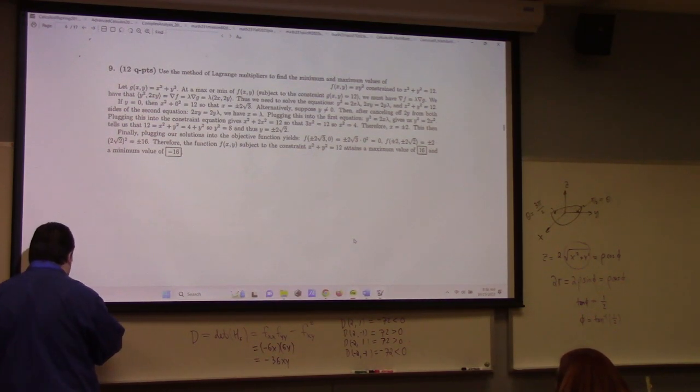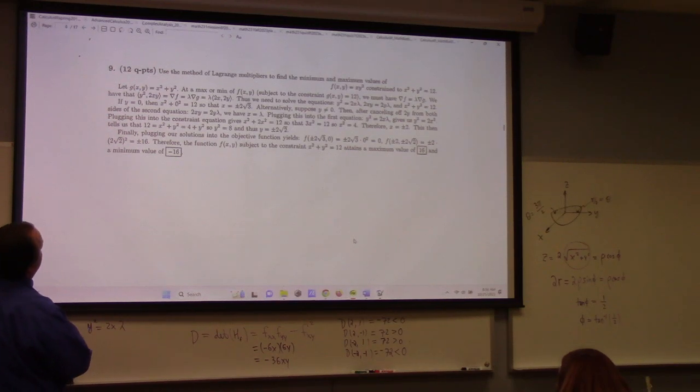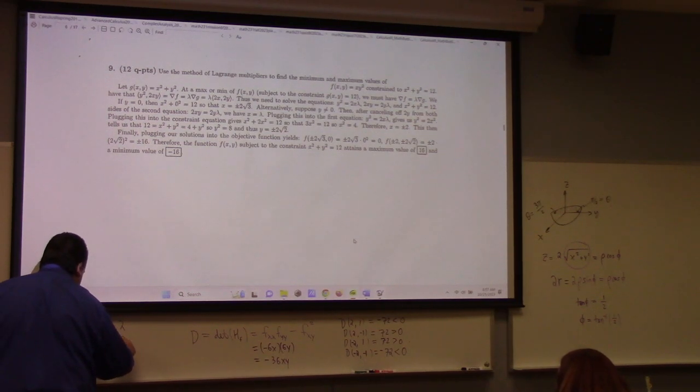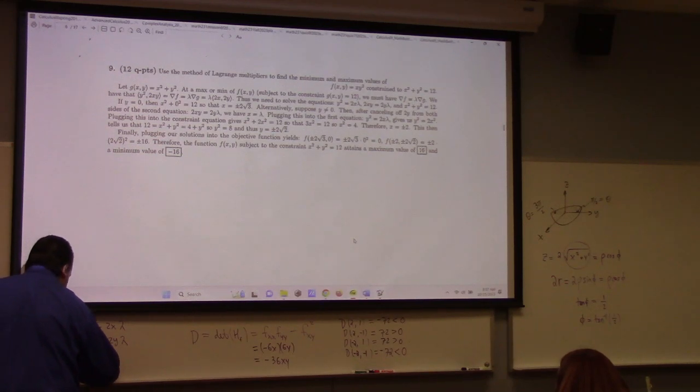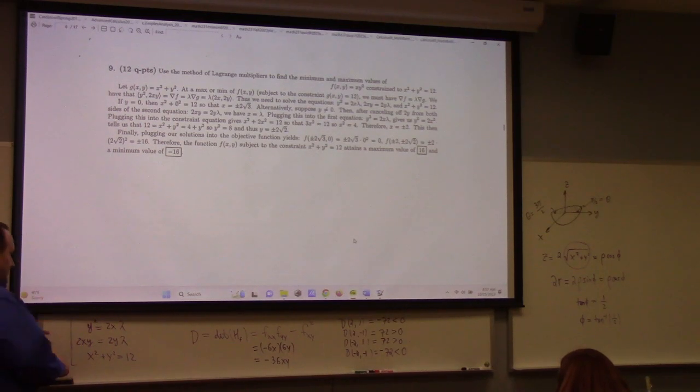It gives us y squared equals 2x lambda, and it gives us 2xy equal to 2y lambda, right? So these are your equations, and of course you're also subject to x squared plus y squared equals 12. And so you've got to solve these three equations and three unknowns simultaneously. And that's done here.